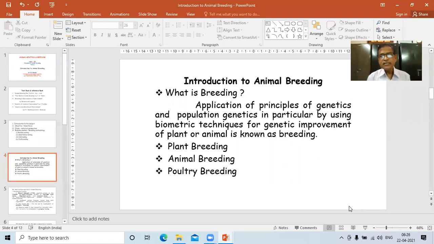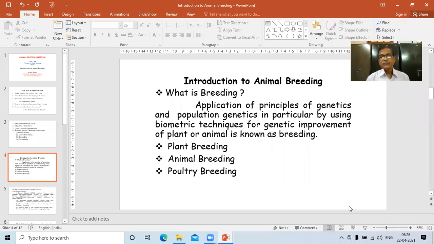So breeding is the application of the principles of genetics and population genetics, in particular by using biometric techniques for genetic improvement of plant or animal or poultry, is known as breeding. Clear? So it is the application of the principles of genetics and population genetics, in particular by using the biometric techniques for genetic improvement of crop or the plant or the animal or the poultry, is known as breeding. So in case of plant, we say plant breeding. In case of animal, we say animal breeding. In case of poultry, we say poultry breeding.